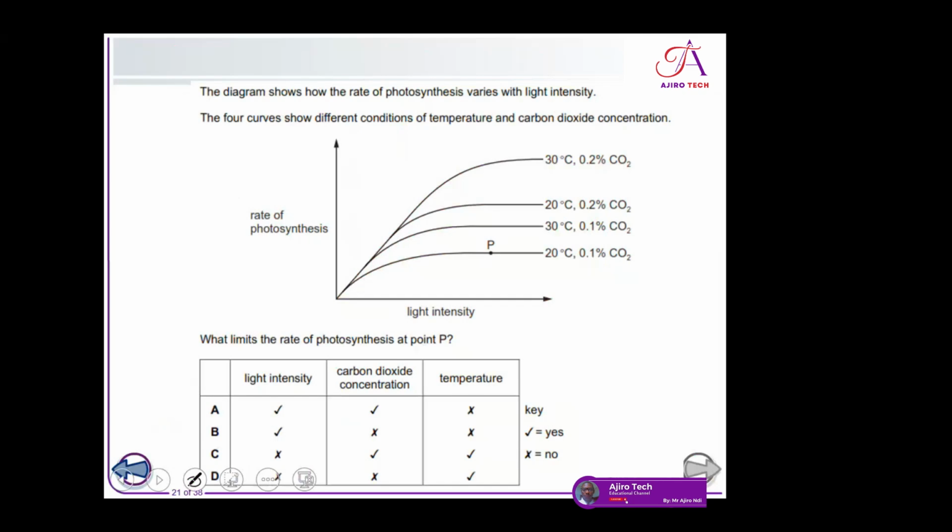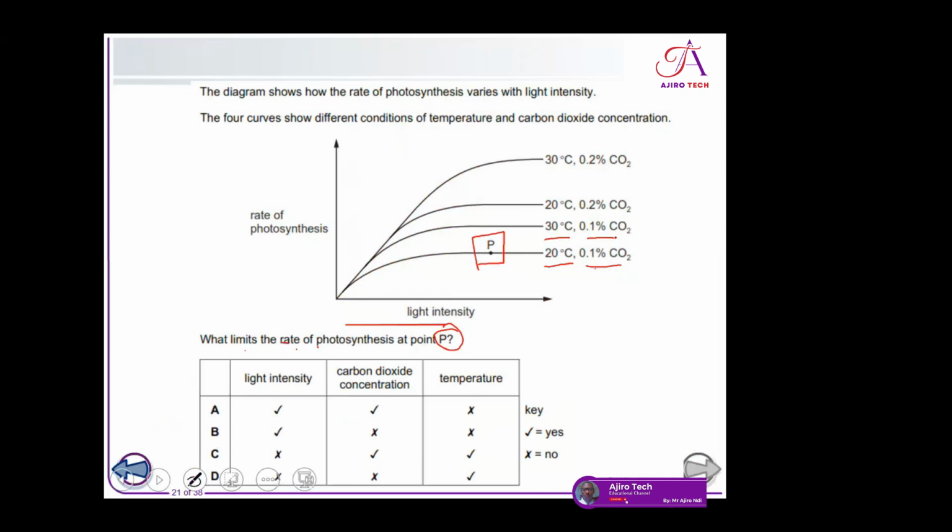A. All right. The question asks what limits the rate of photosynthesis at point P. So at point P, look at this. The temperature here is 20. The percentage of carbon dioxide here is 0.1. And here the temperature is 30, percentage is 1.